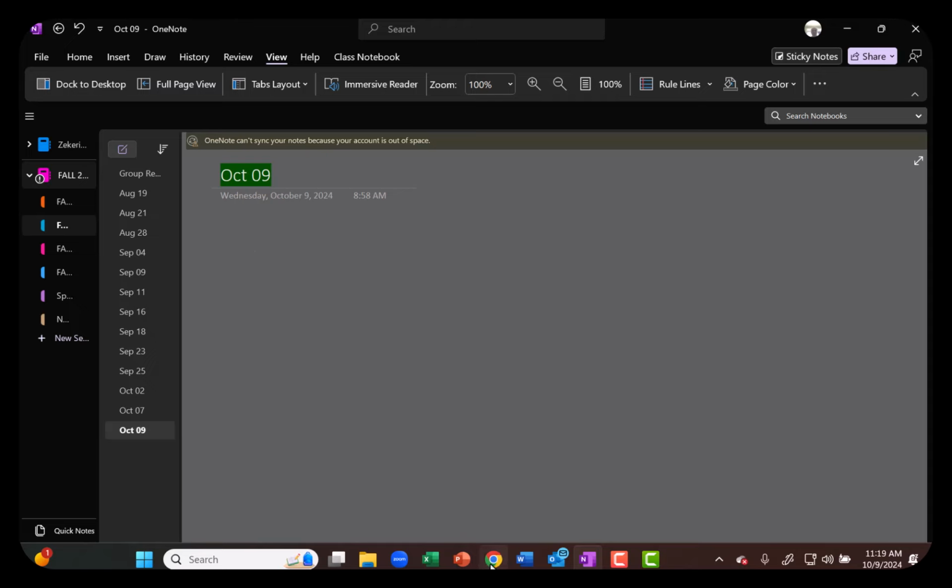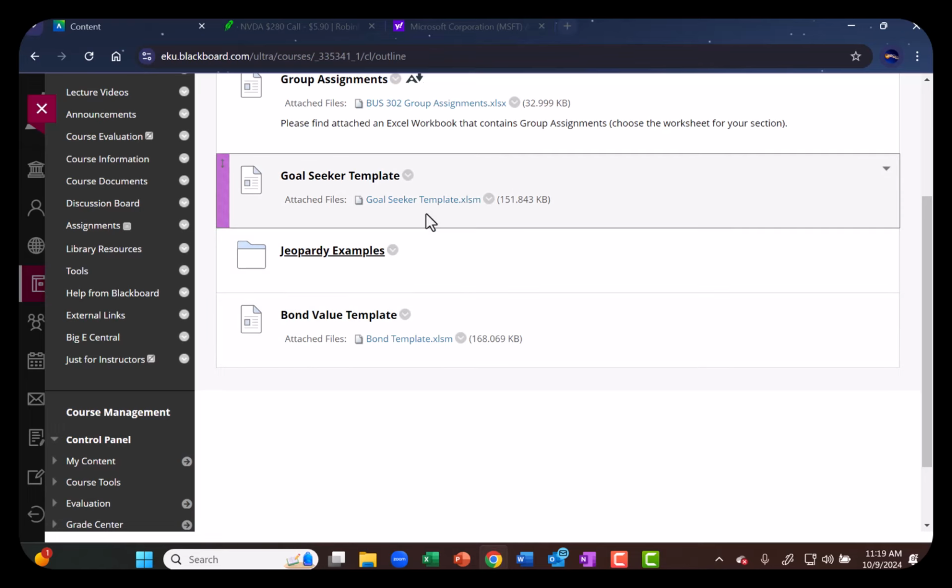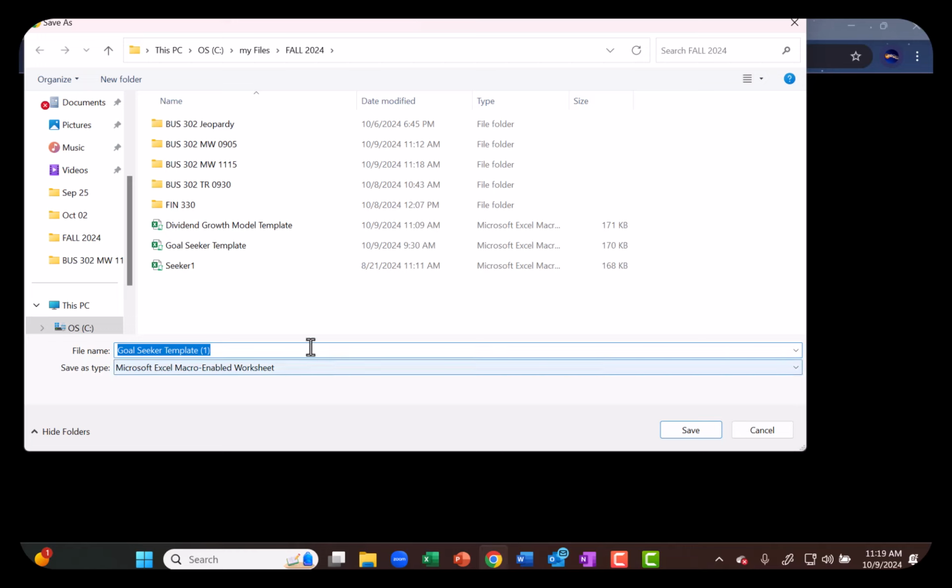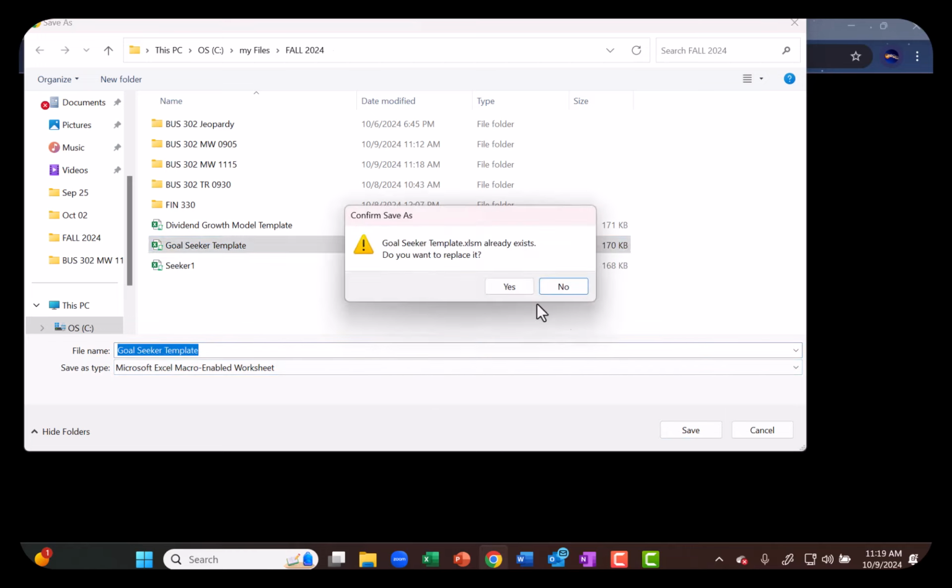I'm going to start with this goal seeker template we have. Not only will we be able to calculate a value given all the other inputs, we can also calculate one of the inputs given the stock value. So download that first. I'm gonna do that as goal seeker template.